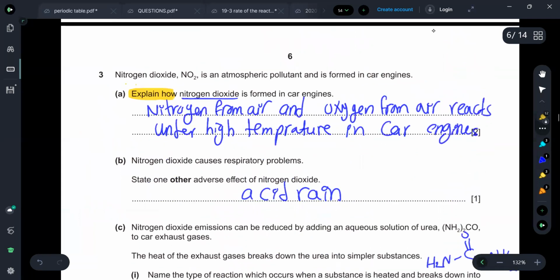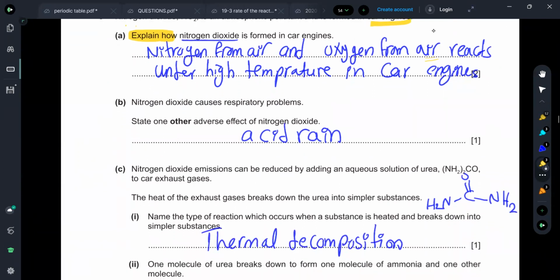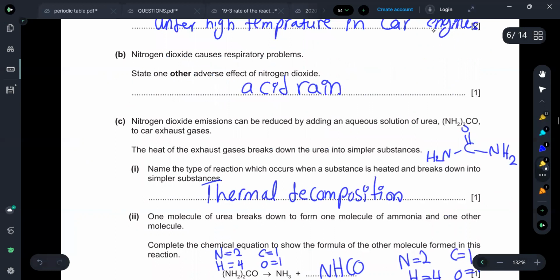Question number 3. Nitrogen dioxide is an atmospheric pollutant and is formed in a car engine. Explain how, for 2 marks. So you must explain how nitrogen dioxide is formed in a car engine. Nitrogen from air and oxygen from air react under high temperature inside the car engine to form nitrogen dioxide. Nitrogen dioxide causes respiratory problems. State one other adverse effect of nitrogen dioxide, which is acid rain. It dissolves in moisture to form nitric acid.